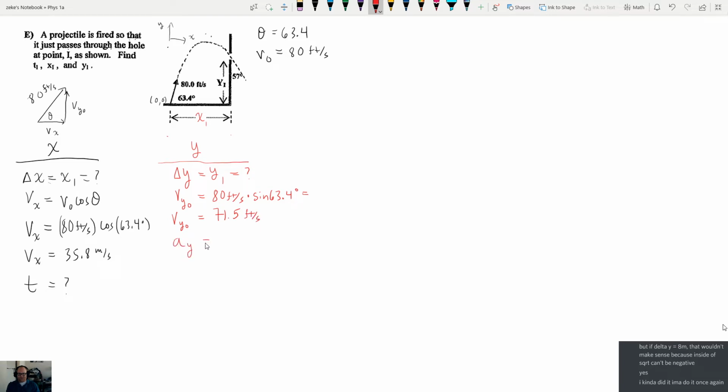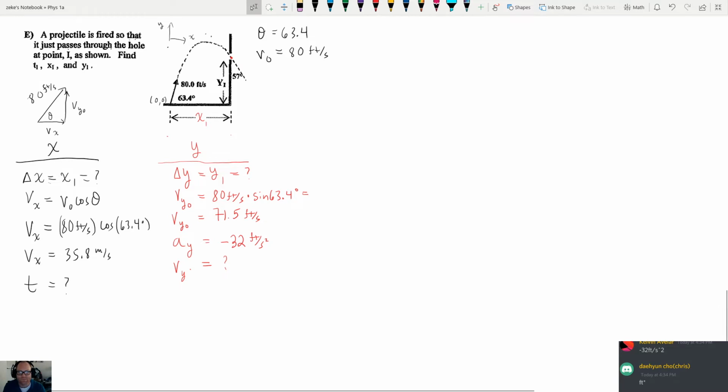Acceleration in the y direction. If everything's in feet per second, what's the acceleration in the y direction going to be? Yep, negative 32. And again, if you don't remember, this is the acceleration due to gravity when we use feet. Vy, we don't know what that is. That's going to be the y velocity when it gets to here. So basically, when it gets to this location, let's put a little vector on here. So we'll need that.